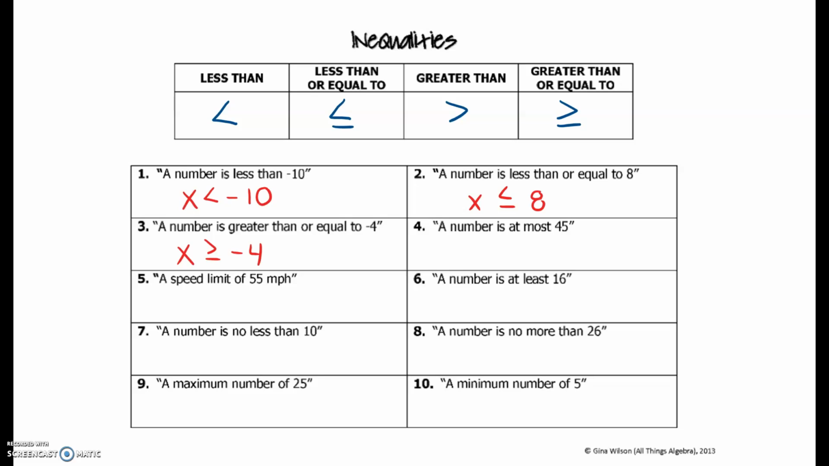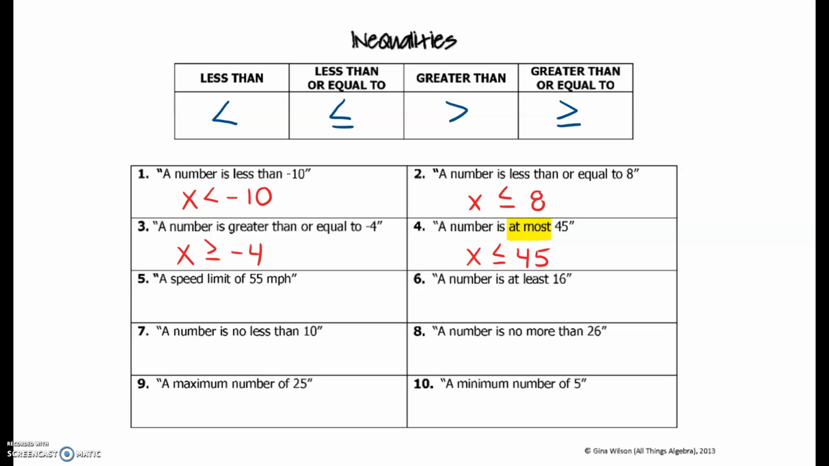Now, be careful with number 4. This is a phrase students often get confused. A number is at most 45. At most means that it cannot be any bigger than 45. So our number has to be less than or equal to 45. Oftentimes students see the word most and they automatically think greater than. It's at most, so it can be no more than 45.